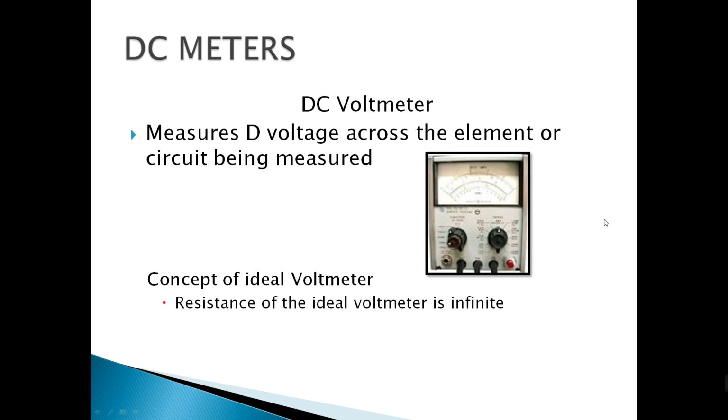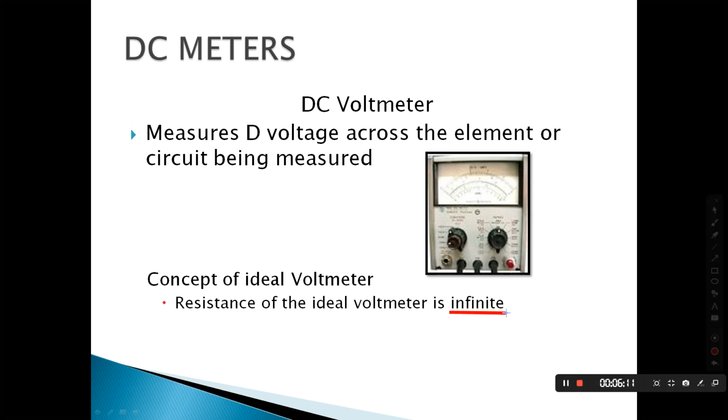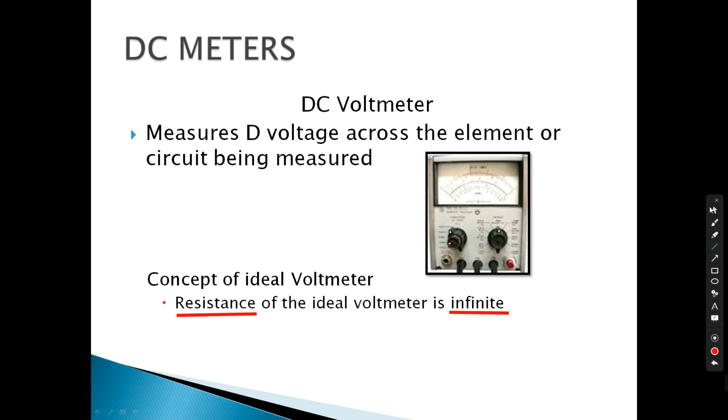Next we have the DC voltmeter. It measures direct voltage across the element or circuit being measured. The concept of an ideal voltmeter: if the ammeter has a resistance of 0, the ideal voltmeter has a resistance of ideally infinite. So we need a resistance of ideally infinite, or a very high resistance. We can say it should be ideally open, while an ammeter is ideally shorted.